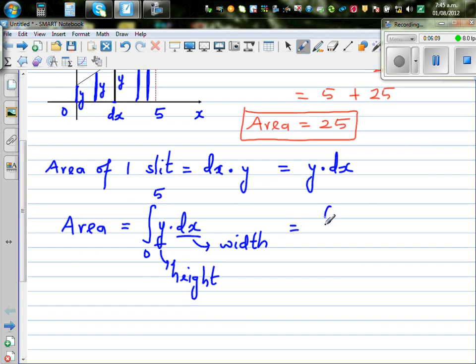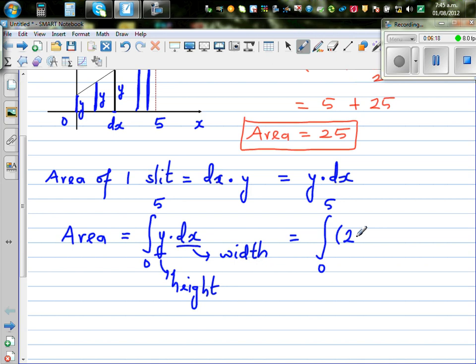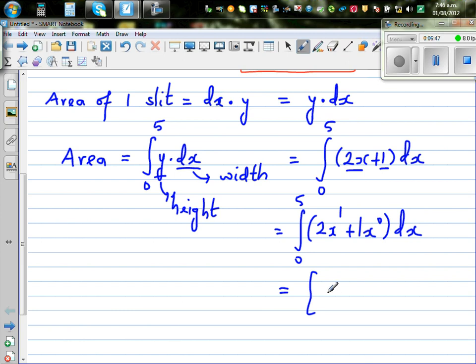So this is the definite integration from 0 to phi of y. What is y? You can write y in terms of x, which is 2x plus 1 dx. So what we do is you integrate, as you already know, you can integrate each of them individually. So this is the integration, let me write again, from 0 to phi of 2x to the power 1 plus 1x to the power 0 dx.